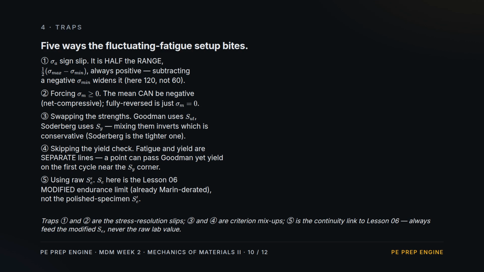Traps. 5 ways this setup bites. 1. The alternating stress is half the range and always positive, and subtracting a negative minimum widens it. 2. The mean can be negative. Don't force it positive. Fully reversed is just a zero mean. 3. Don't swap the strengths. Goodman uses the ultimate, Soderberg the yield, and mixing them flips which is conservative. 4. Never skip the yield check. Fatigue and yield are separate lines, and a part can pass one but not the other. 5. Feed the modified endurance limit from Lesson 6, never the raw polished specimen value.